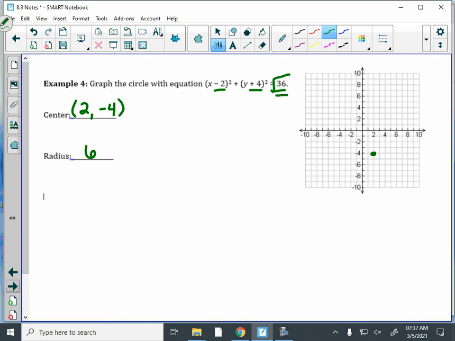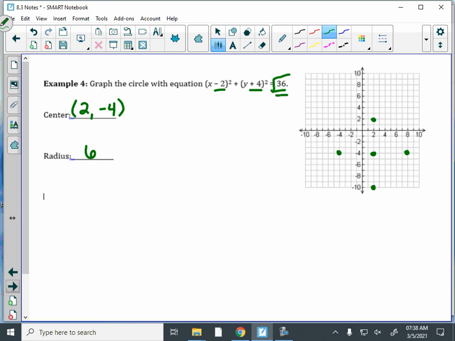So we're going to start at our center and count up 6. Does it look different on your paper? Do I have it here? No, it's right. Sorry. So we're going to go up 6. And then we're going to go back to your center and count down 6. Go back to your center, go left 6. Go back to the center, go right 6.